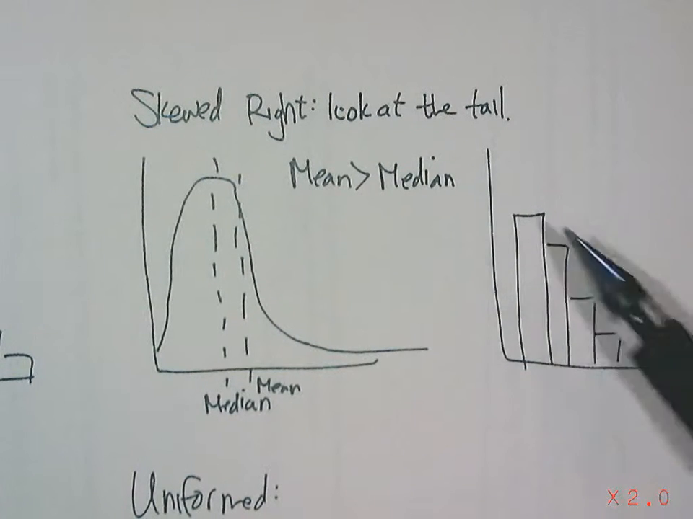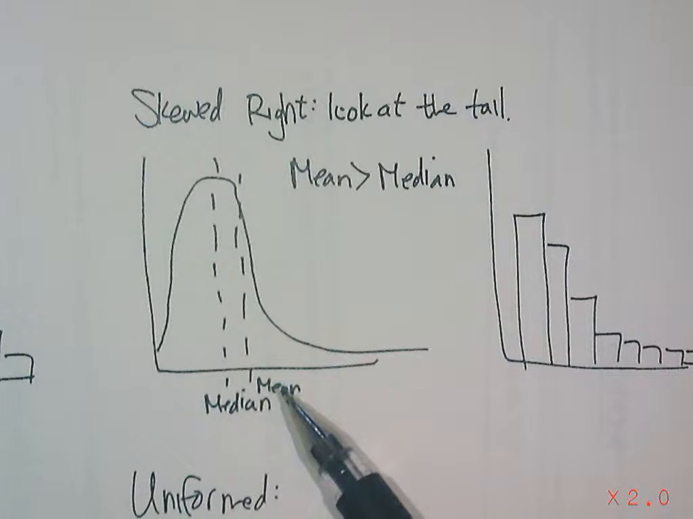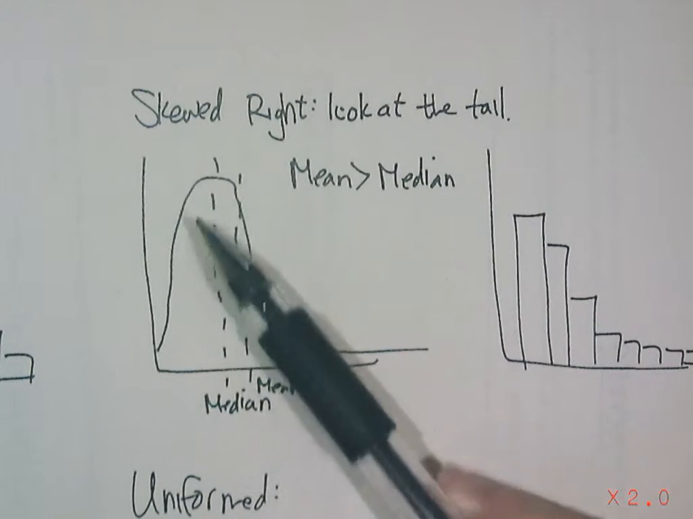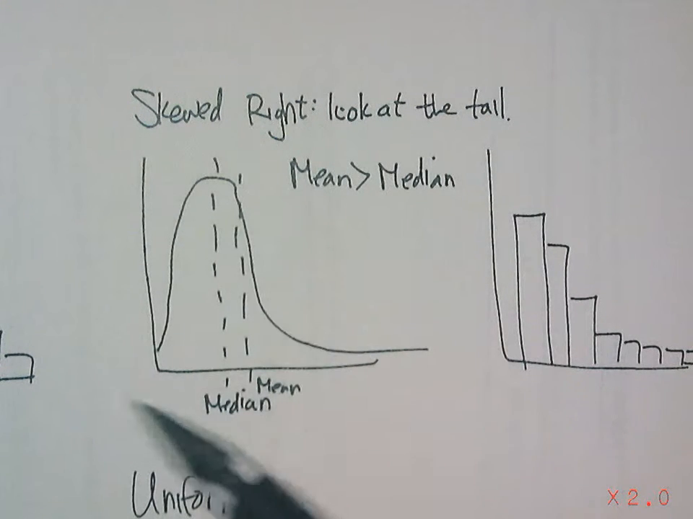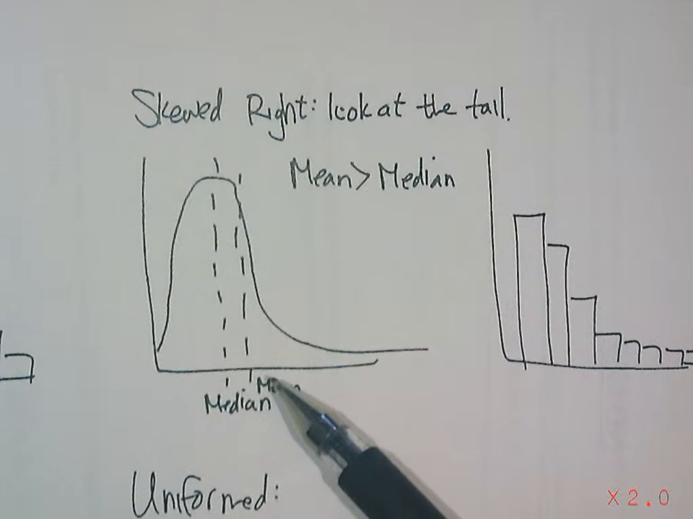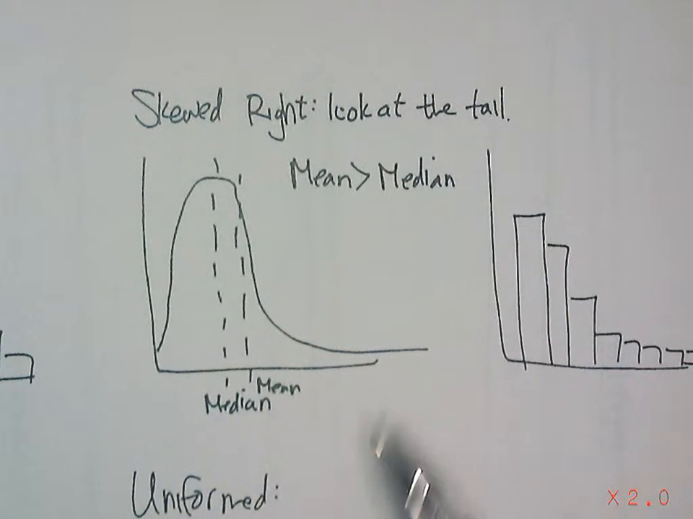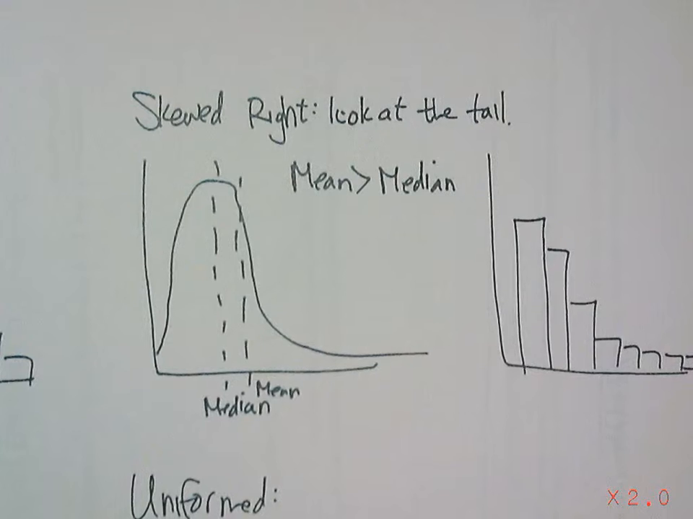But when we talk about what's being skewed, we're talking about the relation of the median to the mean. Okay? And if we look here, even though all the data is on the left side, the mean is to the right of the median, which skews it right. Because that's what we talk about when we talk about skewed.